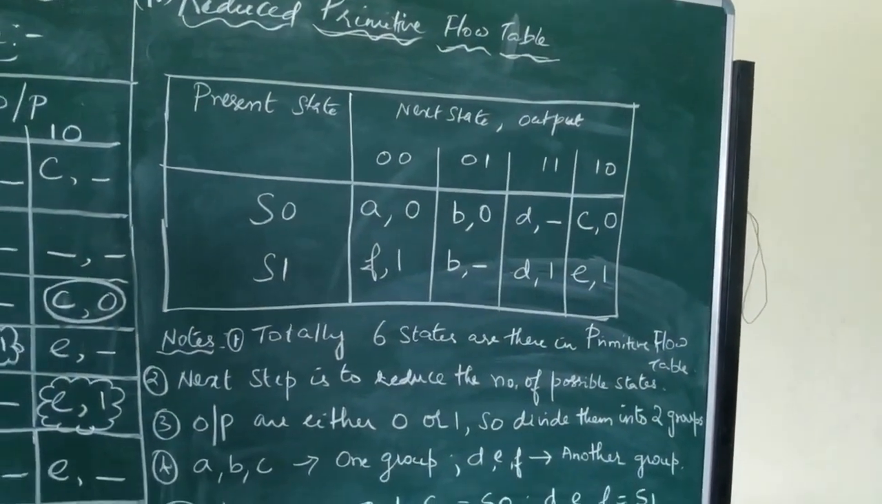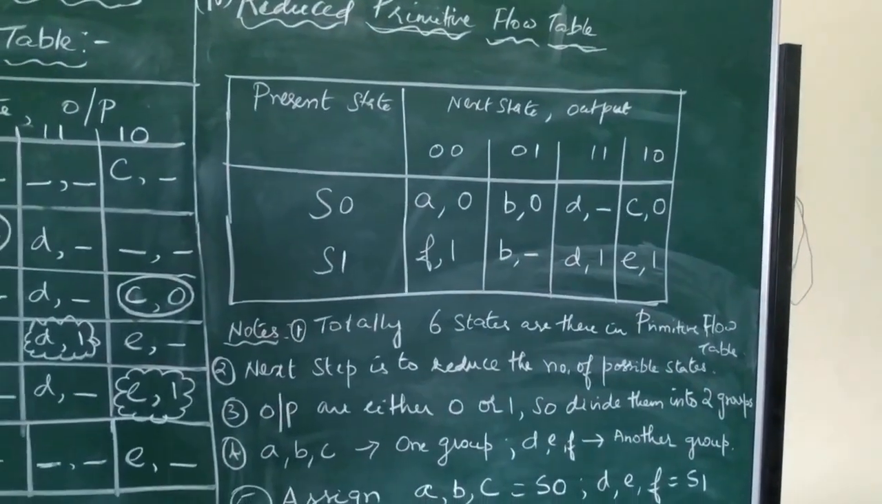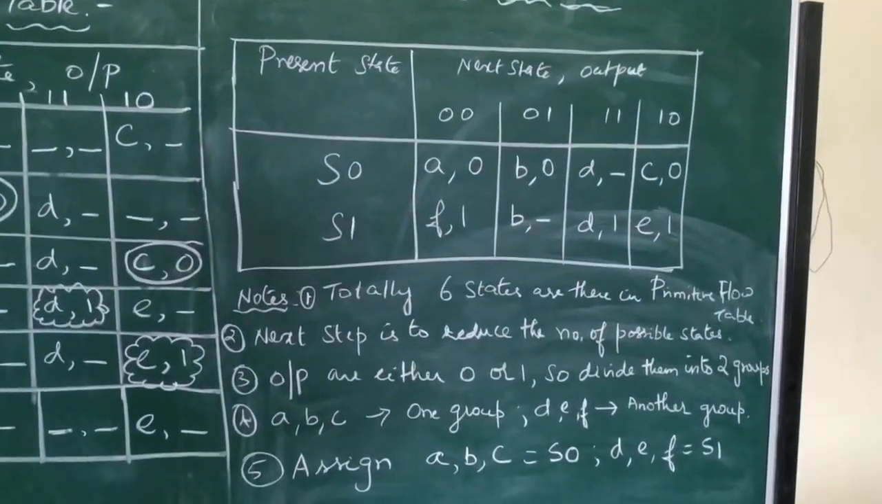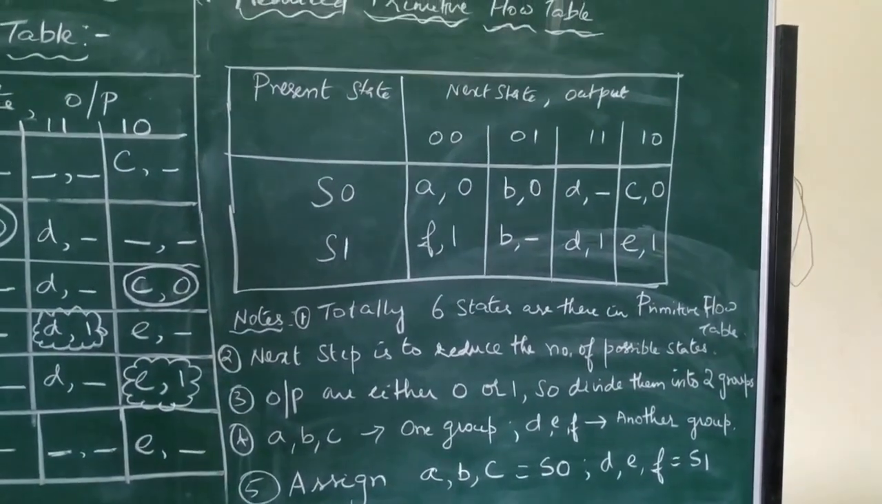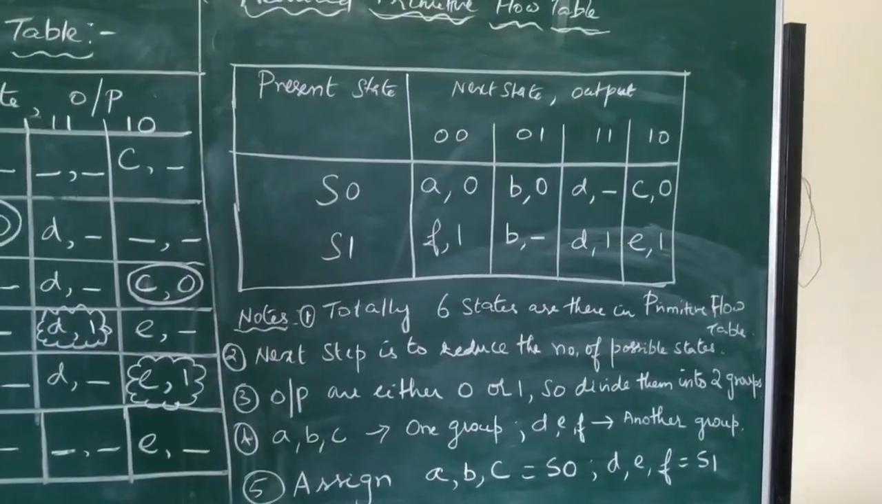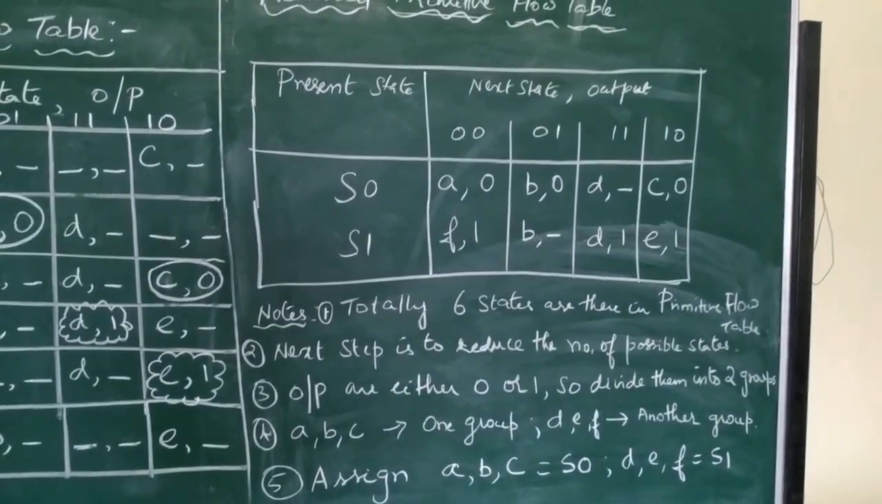And now the next step will be the K-map. For that, you have to make a small change to this table and then go for your realization.